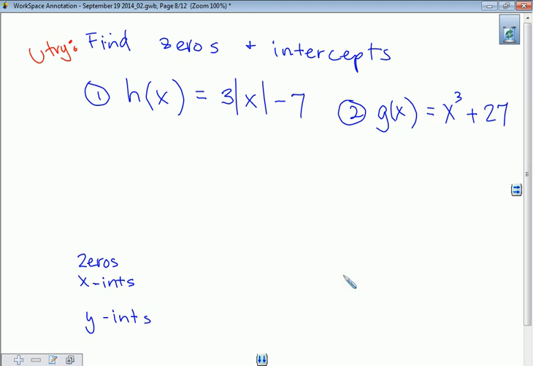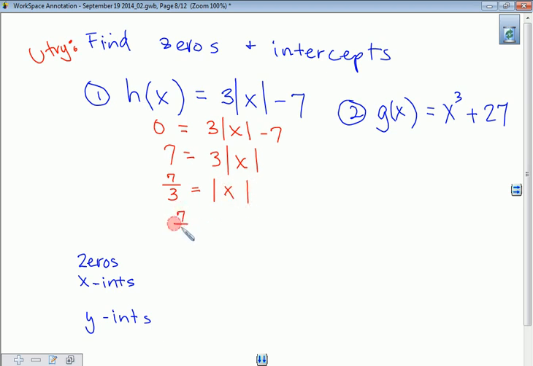Alright, number 1, if we're going to find the zeros of the function, the way we do it is plug in 0 here. So we have 0 equals 3 times the absolute value of x minus 7. We move the 7 over, we get 3 times the absolute value of x equals 7. We divide by the 3. Alright, now, this is true if x equals positive 7/3.